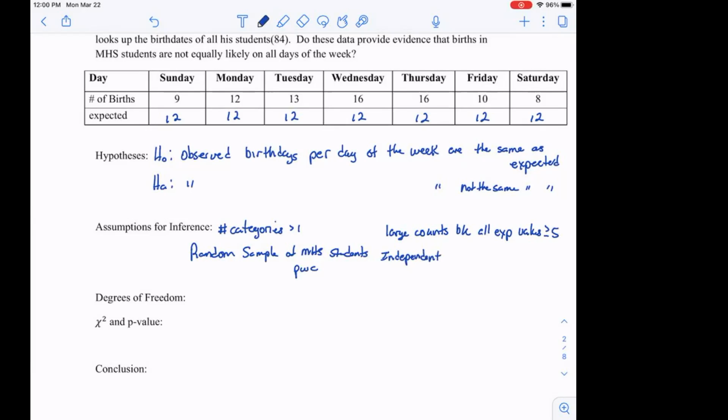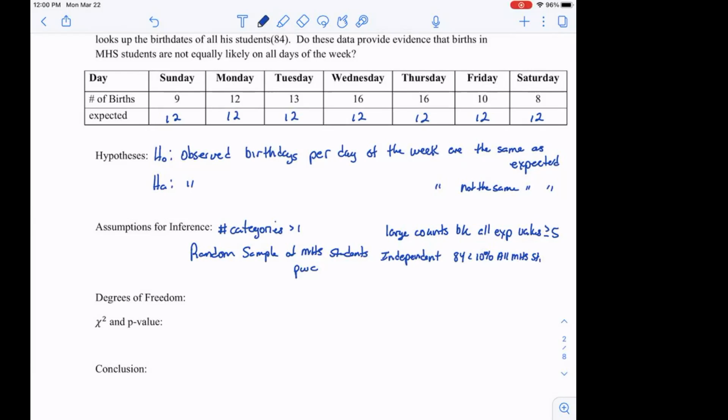Independent. Is it independent? So do I have a sum? I don't even have a sum. Oh, I do too. 84. 84 is less than 10% of all MHS students, so we're good to go.